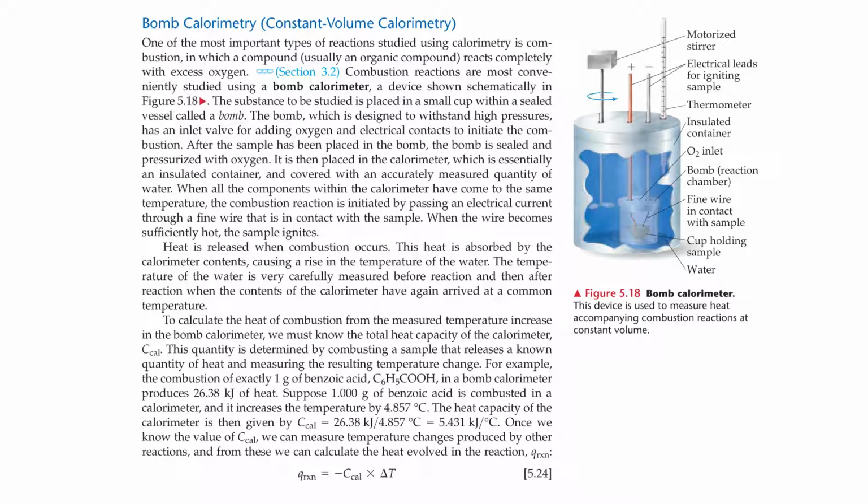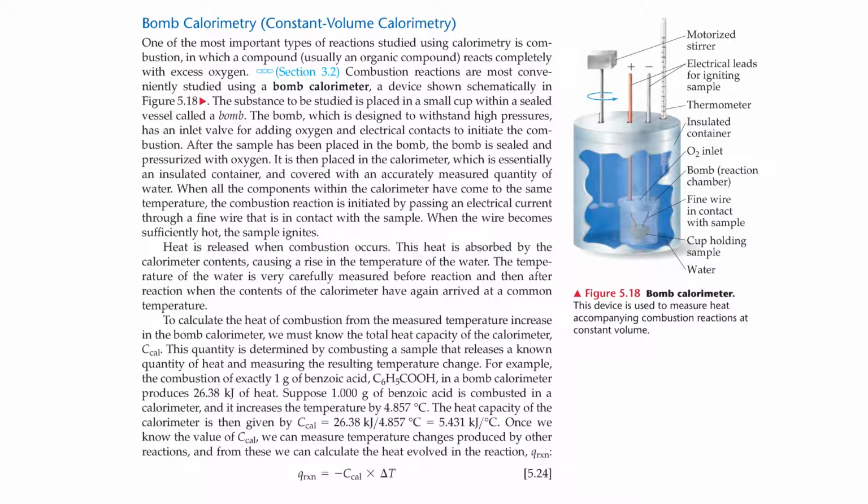It's then placed in the calorimeter, which is essentially an insulated container, and covered with an accurately measured quantity of water. When all the components within the calorimeter have come to the same temperature, the combustion reaction is initiated by passing an electrical current through the fine wire that is in contact with the sample. When the wire becomes sufficiently hot, the sample ignites. Heat is released when combustion occurs. This heat is absorbed by the calorimeter contents, causing a rise in the temperature of the water. The temperature of the water is very carefully measured before reaction and then after reaction, when the contents of the calorimeter have again arrived at a common temperature.